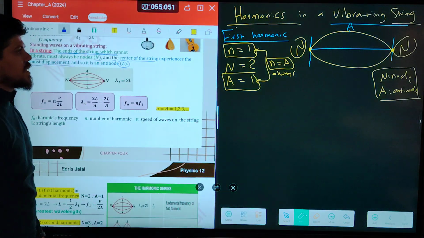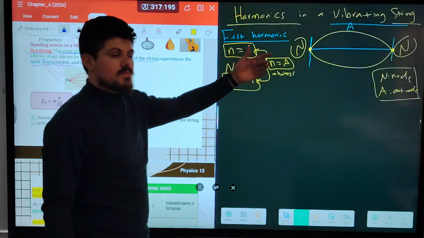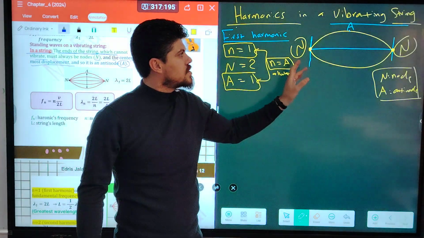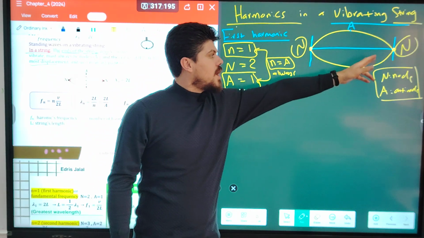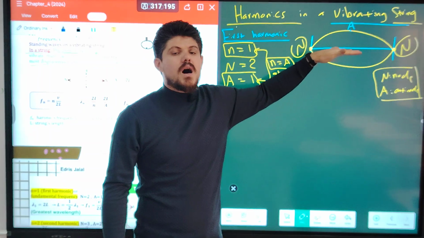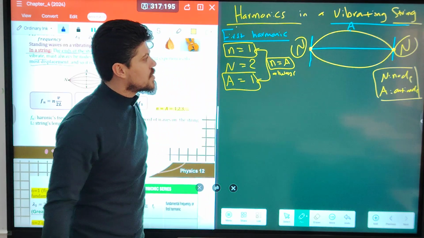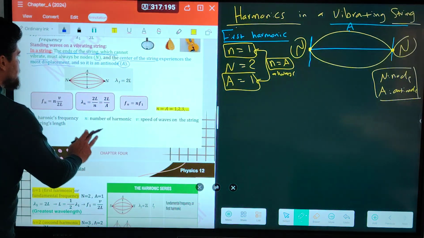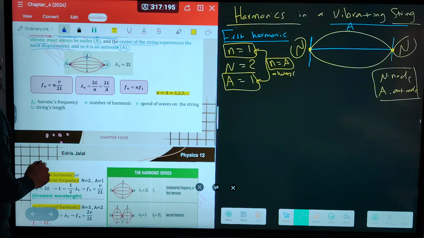This is very important, guys. This is the first harmonic in a vibrating string. The first harmonic in a vibrating string consists of how many antinodes? It consists of 1 antinode. And how many nodes? 2 nodes. This is the simplest harmonic, the simplest standing wave produced by the string. This is the antinode, the maximum displacement point, and the 2 ends are nodes.